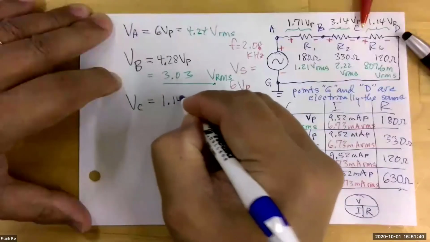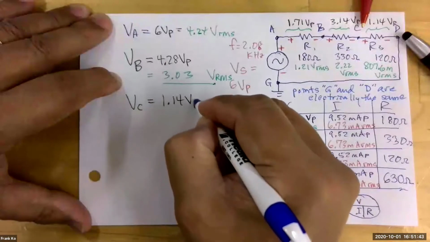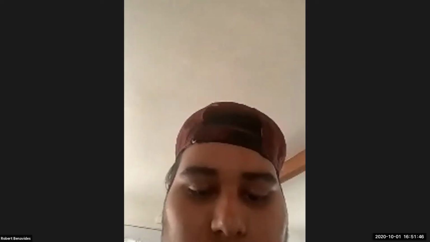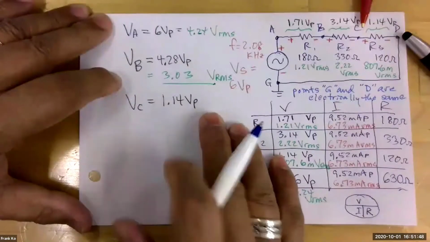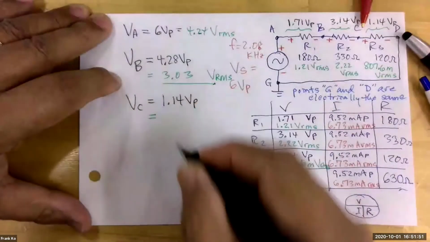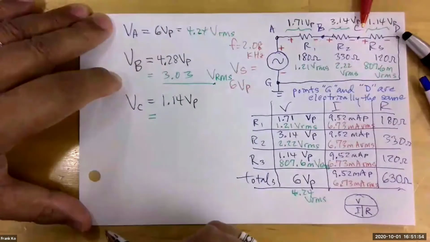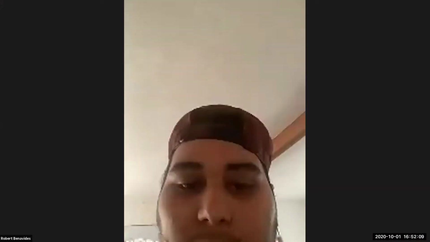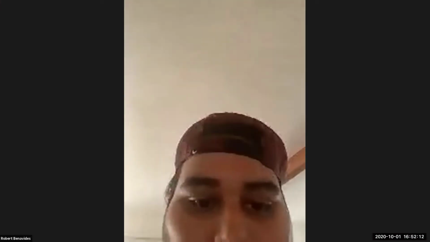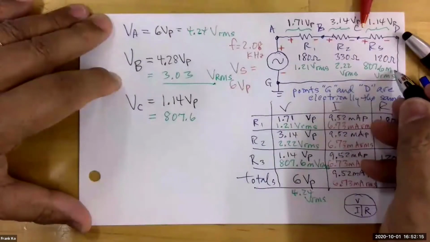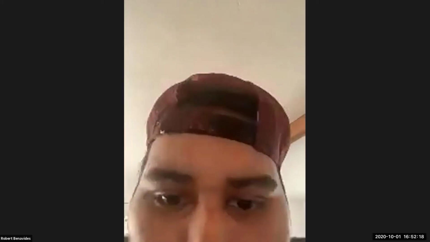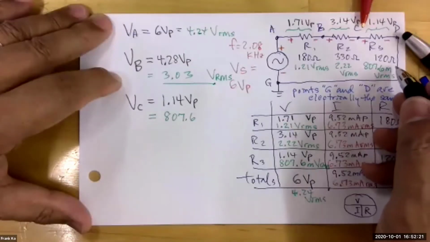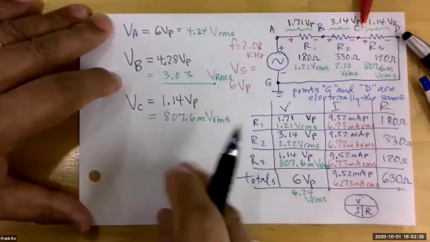Okay, so I have 1.14. Yes, 1.14, and you want to say volts peak. Okay, it's not just 1.14, it's 1.14 volts peak. And what would be the RMS value of voltage between these 2 points, Robert? 107.6 RMS. 0.6 what? RMS. Millivolts RMS, yes? Oh, millivolts. Millivolts RMS. Okay. And we can double check this.